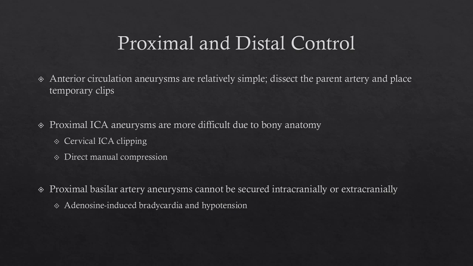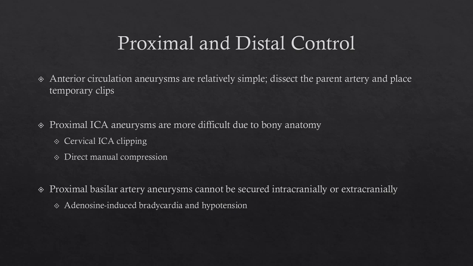An example of difficulty obtaining proximal control for a particular aneurysm is obtaining proximal control for proximal intracranial internal carotid artery aneurysms. And these are difficult to obtain proximal control due to the bony anatomy surrounding the proximal portion of the intracranial ICA. In this particular example, exposure of the cervical ICA in the neck is often recommended, and in the event of an intraoperative rupture, a temporary clip can be placed on the cervical ICA. Additionally, proximal control can be achieved through manual compression of a cervical ICA by an assistant or someone outside of the operative field.